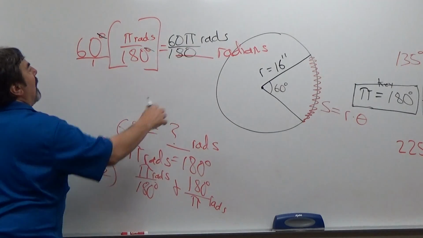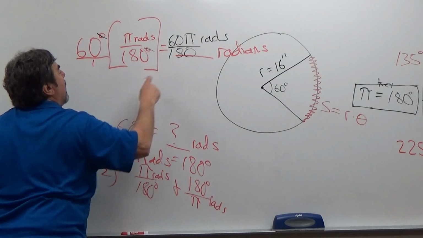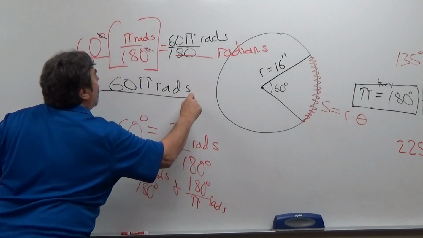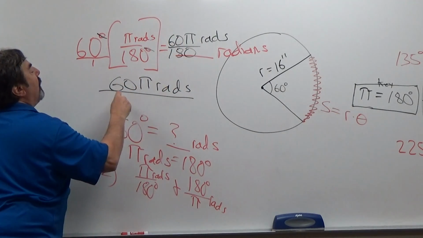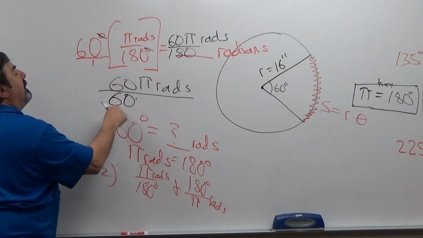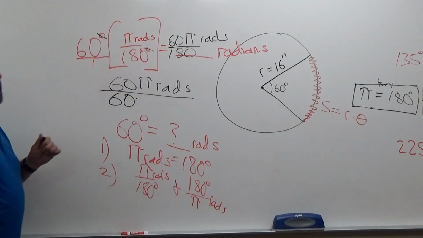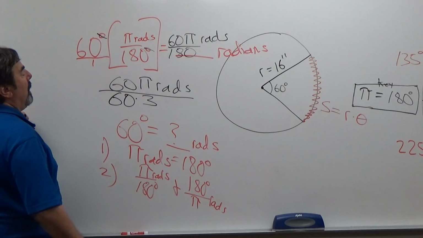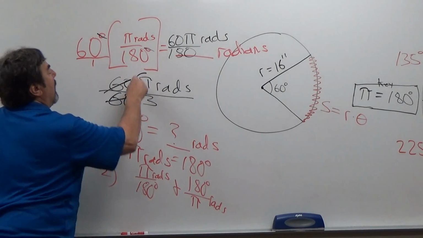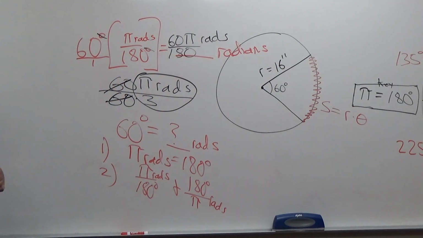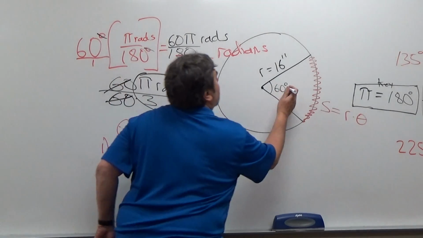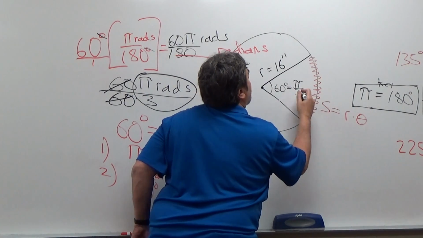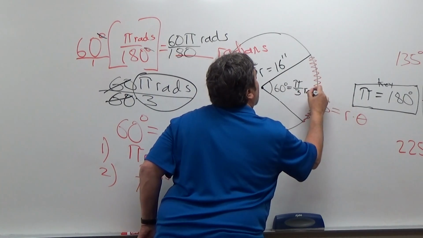Now I want to reduce 60 over 180 by rewriting the 180 in a factored form so that 60 is one of the two factors. So 60 times what number gives 180? 3. Very good. Now I can cancel the 60s. And that reveals our answer: pi over 3 radians. 60 degrees is equivalent to pi over 3 radians.